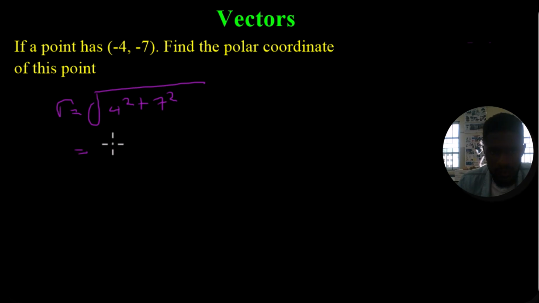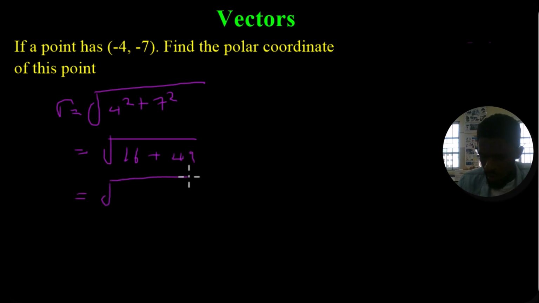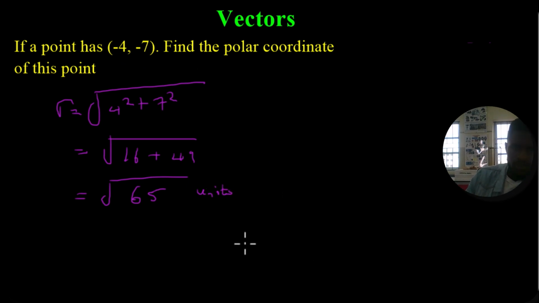So 4 squared gives us 16, and 7 squared gives us 49. So this will be equal to the square root of 16 plus 49, which is the square root of 65. Since 65 isn't a perfect square, we can leave our answer like this for now. So I'll just say root 65 units. Since we're not given any units, I'll just represent it with units. And then we are done with our r.